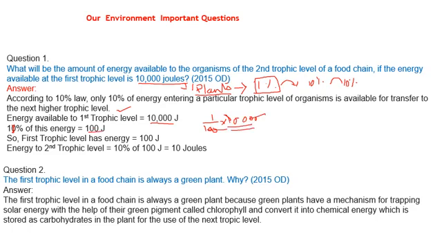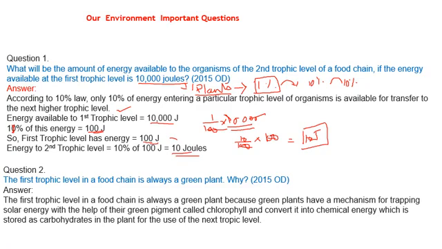So 100 joules is going to the first trophic level. Then from plants, it will go to the next level, that is 100 joules. And then for the second trophic level, let's find out the 10% of 100 joules. So 10% of 100 joules, let's take 10 divided by 100 into 100 joules. So this will cancel off, and it will come to 10 joules, right? 10 joules. So this is the answer for this question. So the second trophic level is getting only 10 joules.